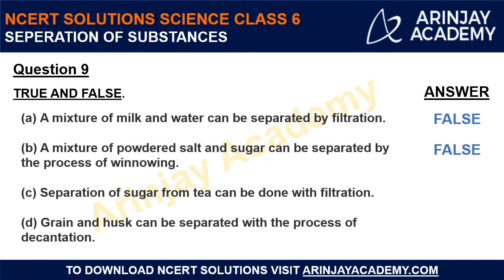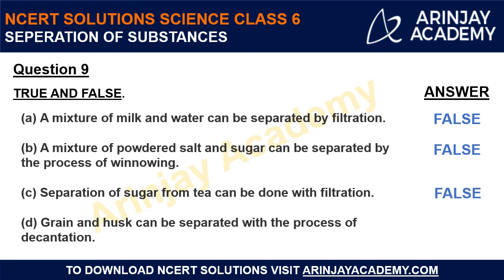C. Separation of sugar from tea can be done with filtration. So if you have sugar dissolved in tea, can you separate them by filtration? No, because if that could happen, when you strain the tea from a strainer, you would be having an unsweetened tea. But you know that this doesn't happen because the sugar dissolves within the tea and passes along with the tea through the strainer. So we cannot use filtration to separate them out. So again, it's a false statement.